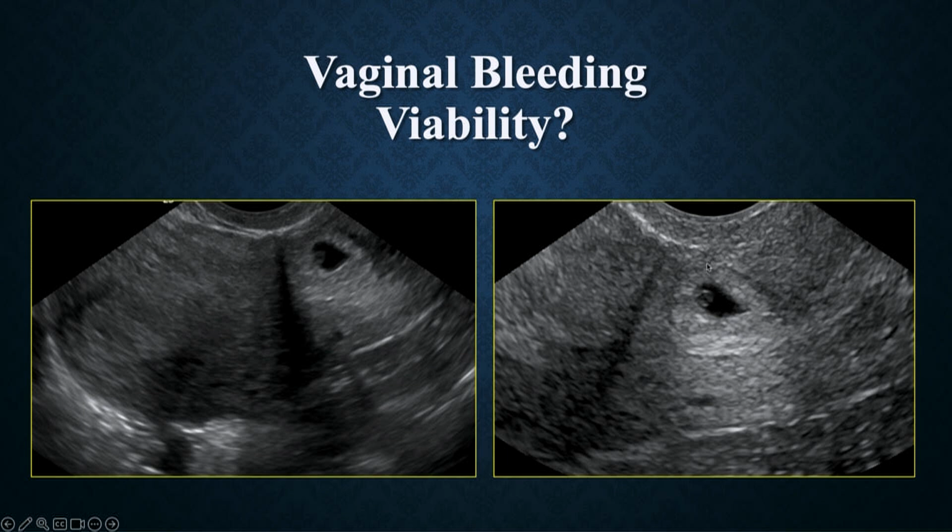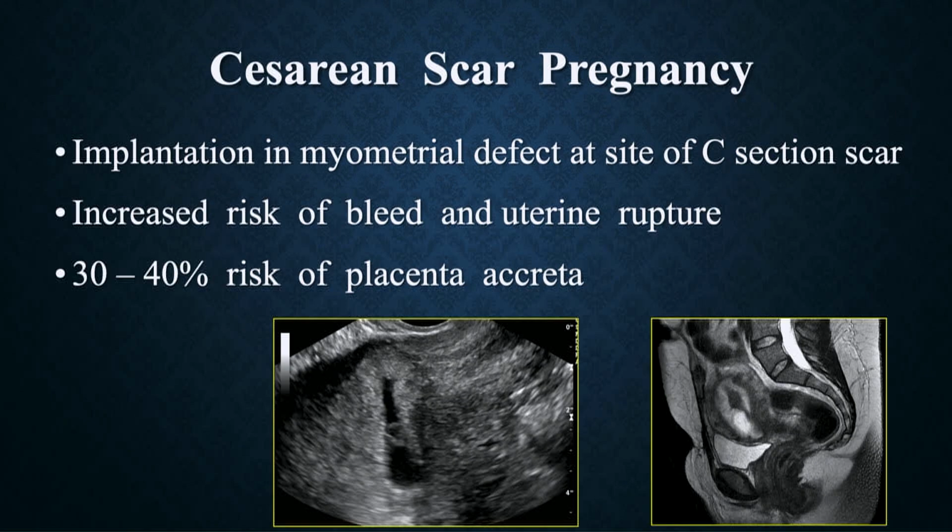So this is obviously related to what? This is a cesarean scar pregnancy, something that we have to know about because of the risk of rupture and the risk of heavy bleeding when these sacs implant on the myometrial defect of a patient that had a C-section. And there's also a relatively high risk of placenta accreta.